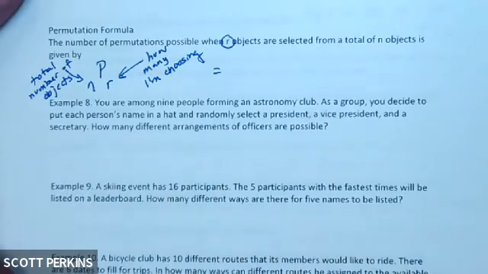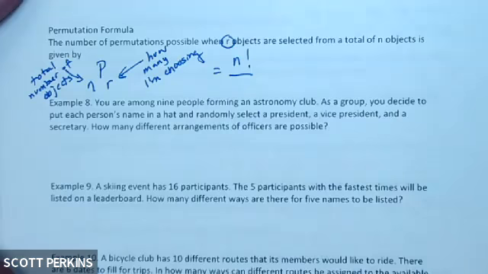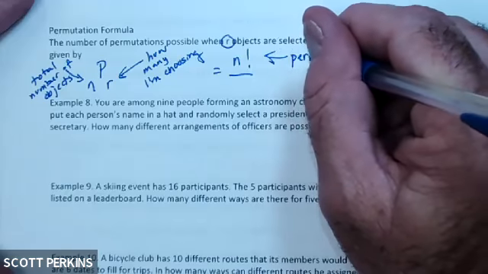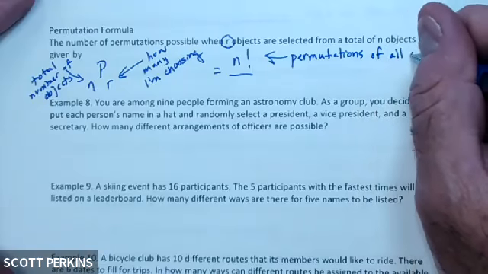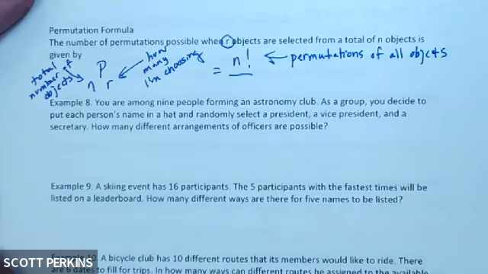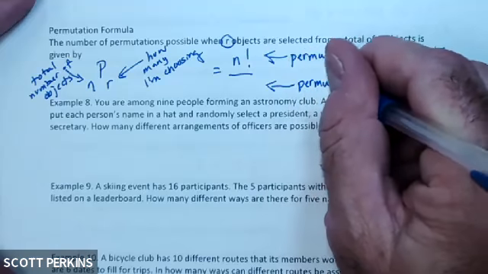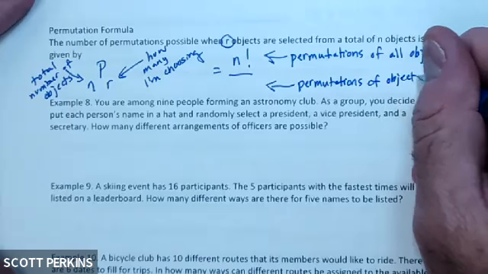You need to know this formula. I'm going to show you exactly what my expectation on the test is in just a moment. In the numerator is N factorial. N factorial is the permutations of all the objects. We just saw that at the bottom of the previous page. And in the denominator, we divide by the number of permutations of the objects I'm not using.